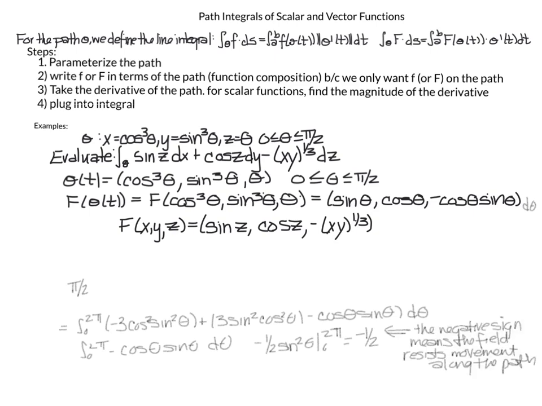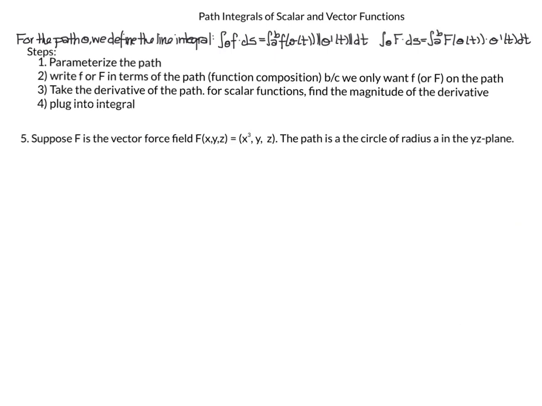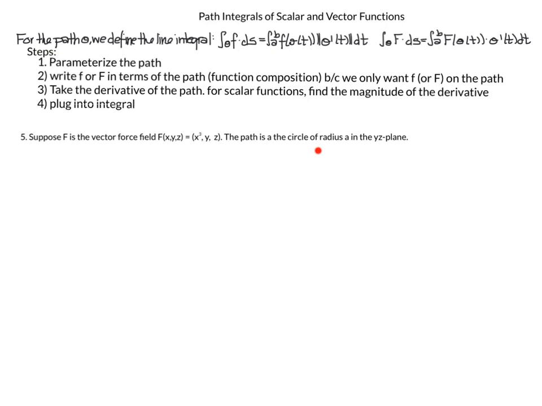calculations. And just one final note, this negative sign here means that the field resists movement along the path in that direction. My last example, f, is the vector field x cubed yz, and the path is a circle of radius a in the yz plane.